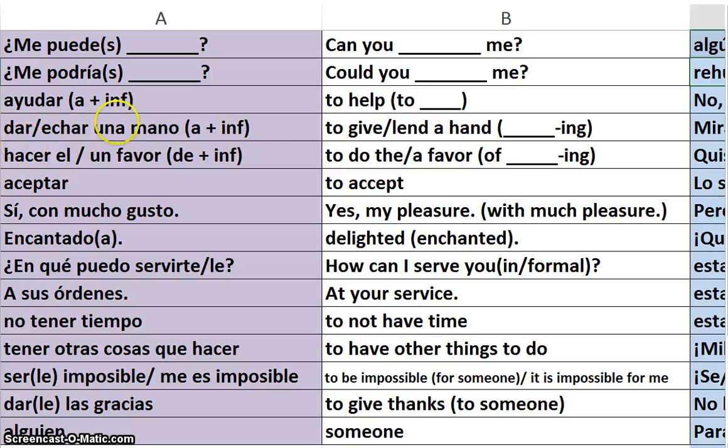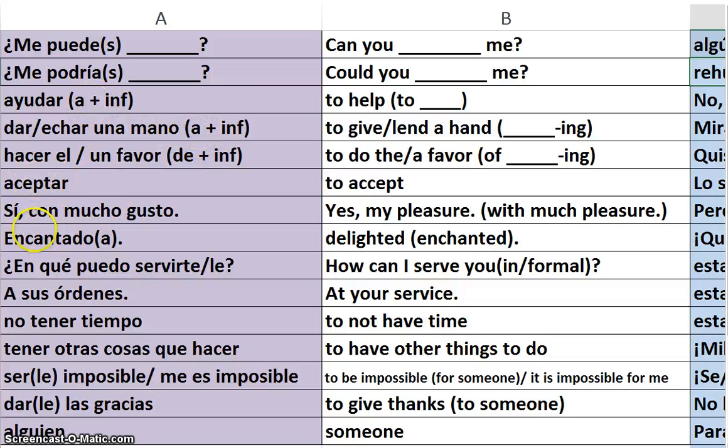Let's see, we also have two ways to say to give a hand or to lend a hand. To give is dar, to lend is echar. Hand is a feminine word even though it ends in O, and this phrase also is followed by a plus infinitive, and in English it equals blanking. Can you give me a hand taking out the garbage? Can you do me the favor of washing the dishes? And you can say to do the favor or to do a favor of that. This infinitive phrase takes the preposition de, whereas these two take a.